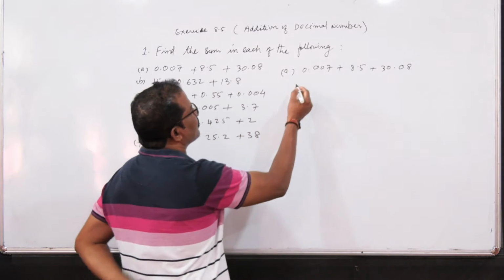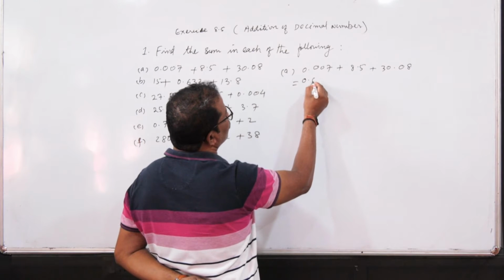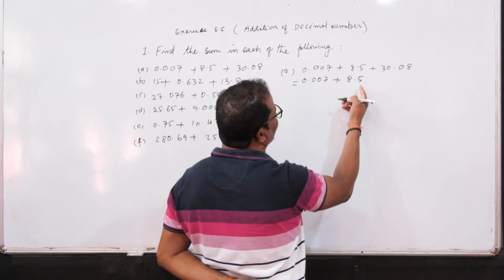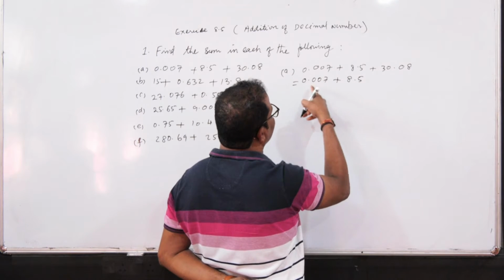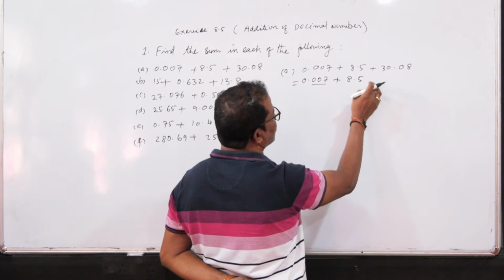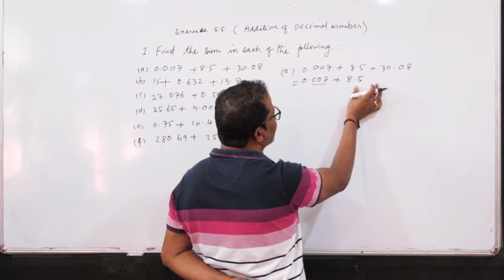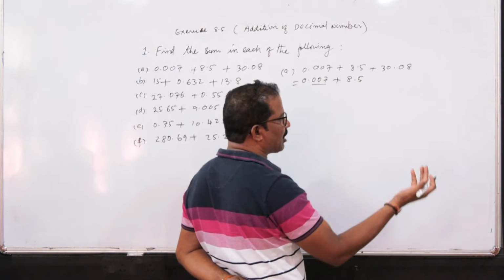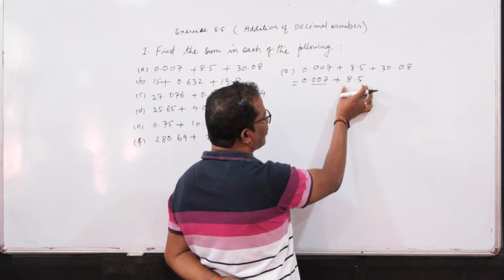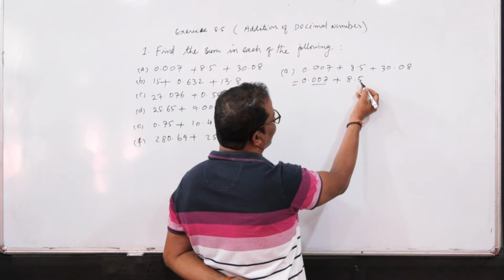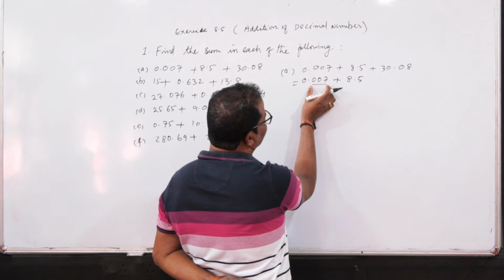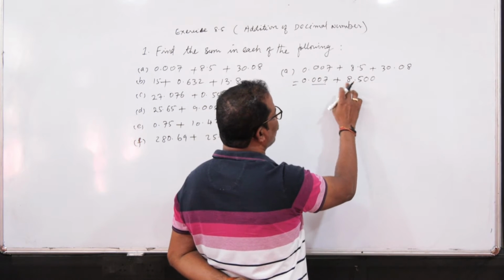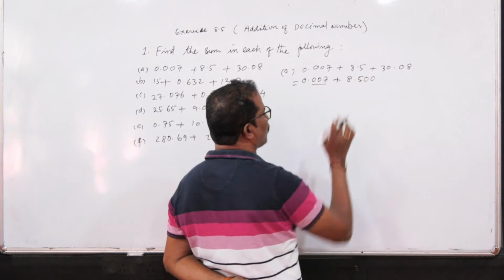How it is, you see here. For the first one it is 0.007 and here 8.5, only one place is there. For the remaining two places, because the maximum places are 3, here also we have to convert into 3 places. If the point is there, in the last you can add any number of zeros. That doesn't affect the given decimal number. So to convert into 3 places, we can add 2 zeros here. That means 8.500. 8.500 is equal to 8.5 only.